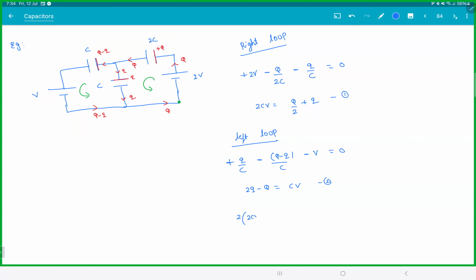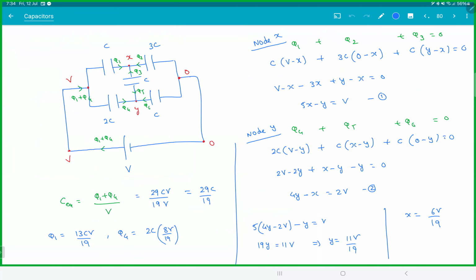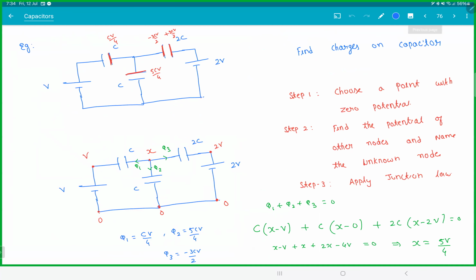So this would be 2CV minus q by 2 minus q is CV. This is 4CV. This would be 3CV is 2Q. Q is equal to 3CV by 2. And small q would be 3CV by 4, minus this, 5CV by 4. So did we get the same answer here? Yeah, we got the same answer: 3CV by 2 and 5CV by 4.